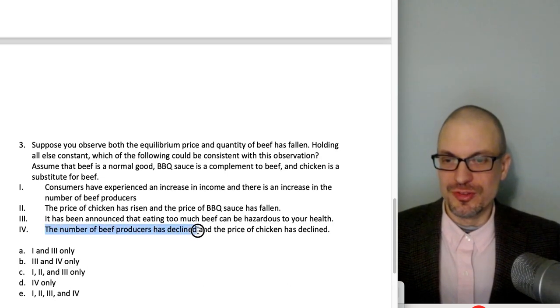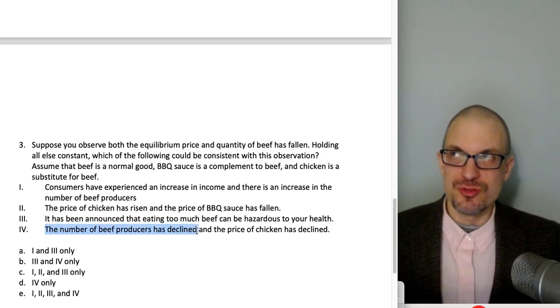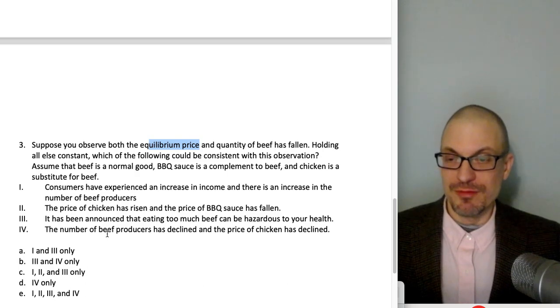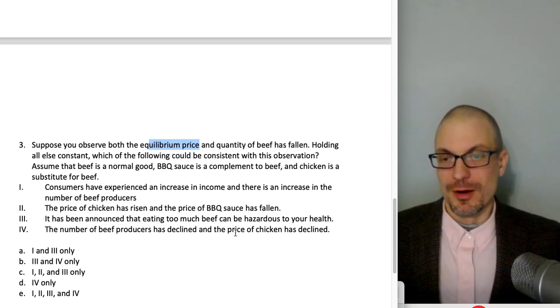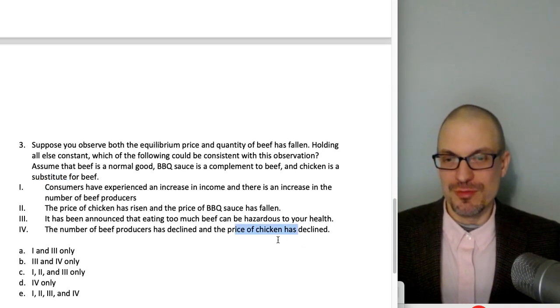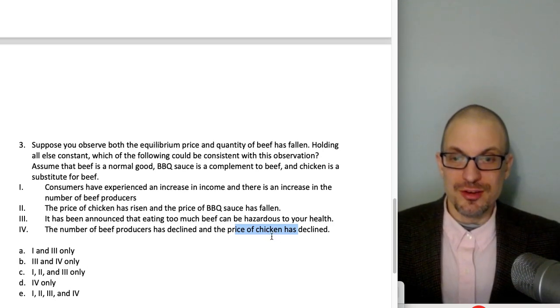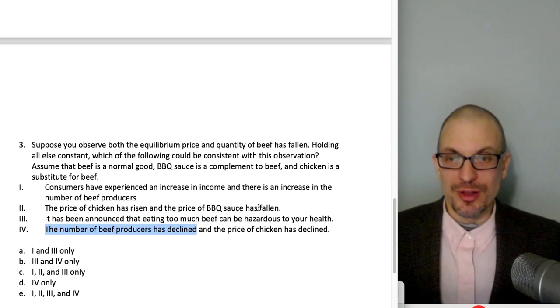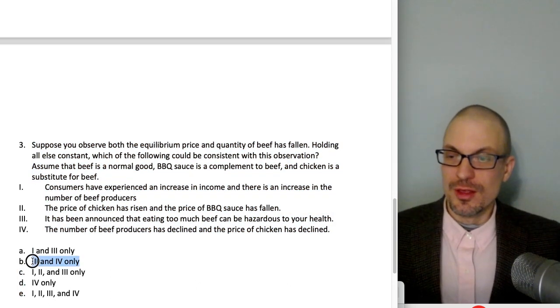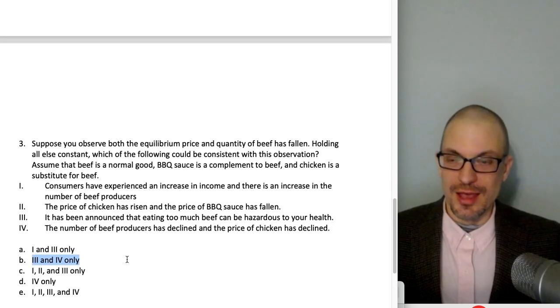Okay, so the number of beef producers has declined and the price of chicken has declined. Number of beef producers has declined. That's going to be a decrease in supply of beef that'll drive up the price, which goes in the opposite direction of what we want, but it is going to help by giving us a lower quantity because a leftward shift in supply gives us a lower quantity. All right, but the price of chicken declined. That's a decrease in the price of a substitute, right? And so that's going to give us an increase in quantity demanded of chicken and a decrease in demand for beef. It could be, in principle, that decrease in demand swamps this decrease in supply, and the overall effect is for price to fall. So it actually could be 3 and 4 together, right? And so the correct answer is B.